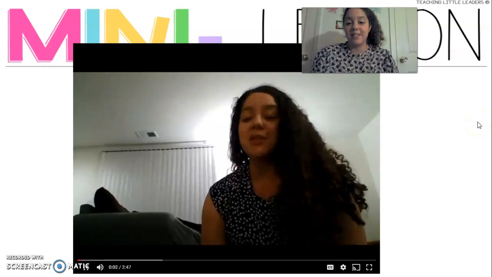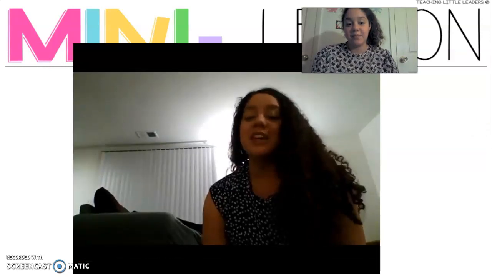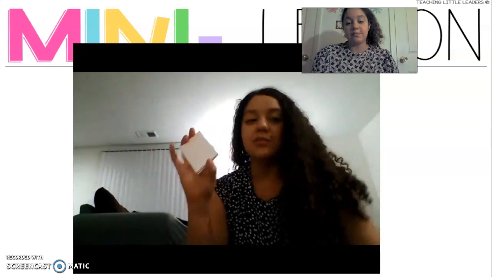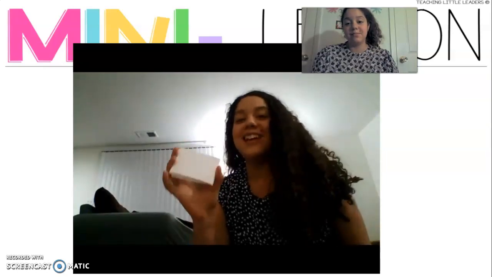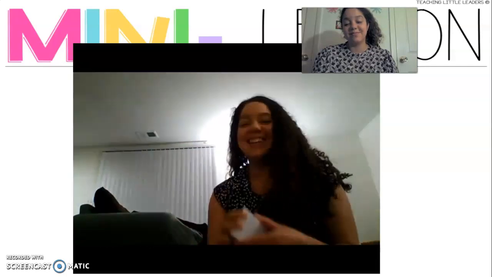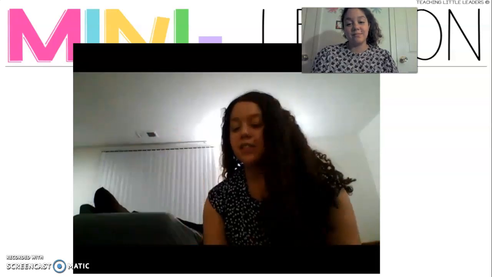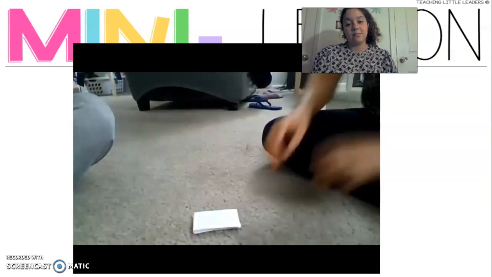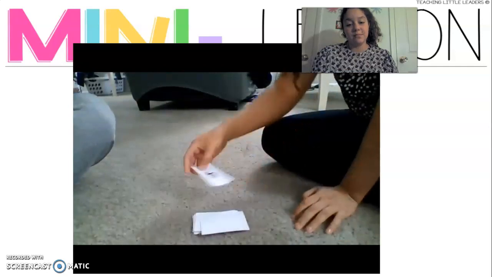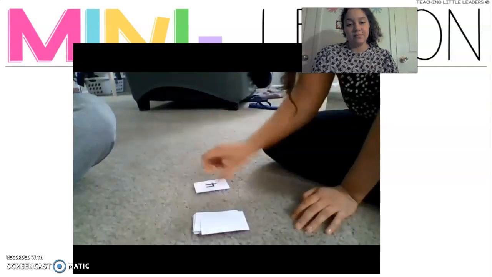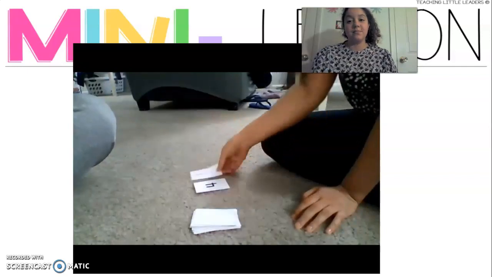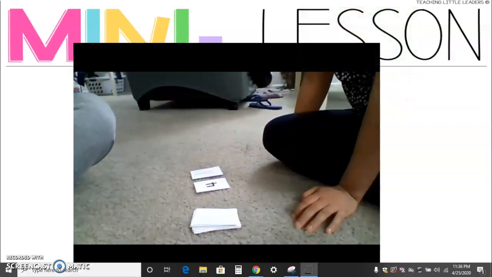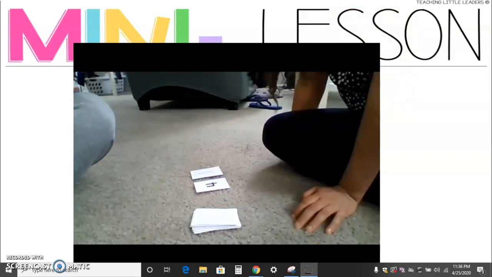Girls, I'm going to teach you how to play subtraction top it. For this game, you're going to need your deck of cards that we used on Monday, and then you're also going to need a partner, and I have a partner and read them out loud. 4, 1. So my job is going to be to take the smaller number and subtract it from the bigger number.